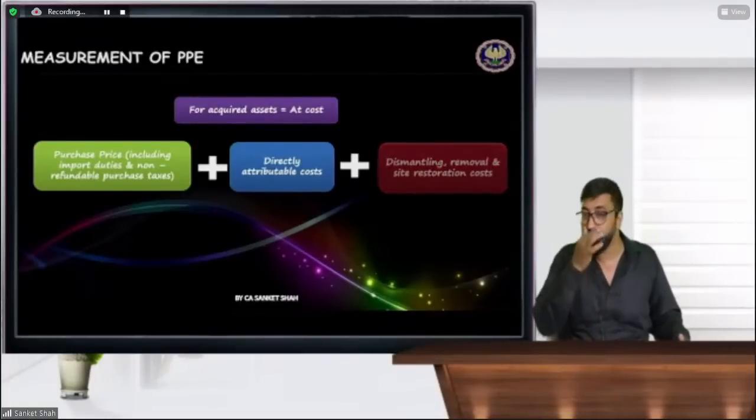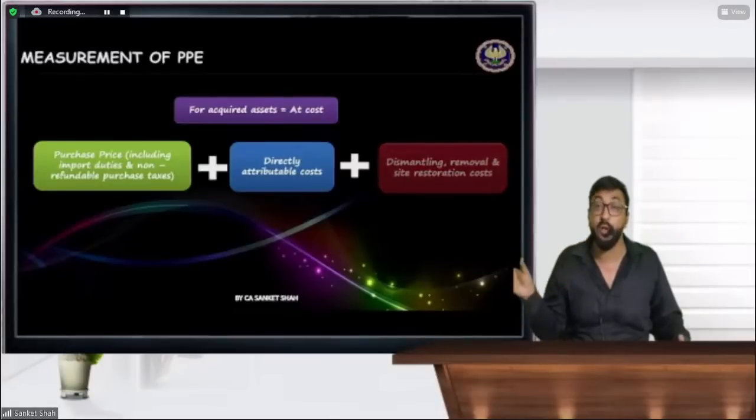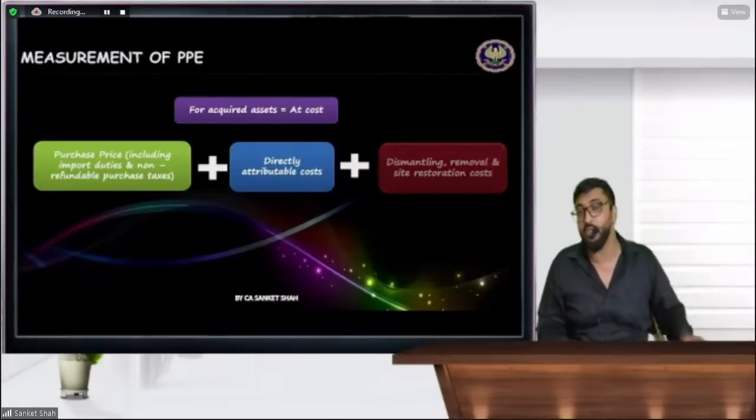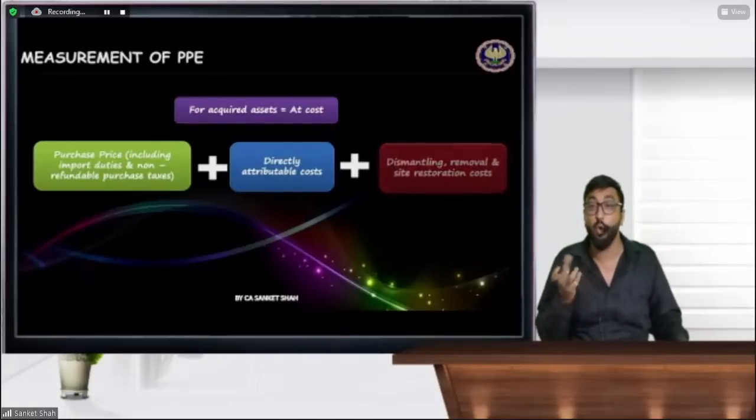After that, we have seen the cost model. Cost model is for the time of recognition, and after recognition there are 2 models: cost model plus revaluation model. And after that, we have seen what the cost is. Cost means the one time you are incurring that cost. So purchase price, directly attributable expenses, and an important point is the dismantling, removal, and restoration cost.